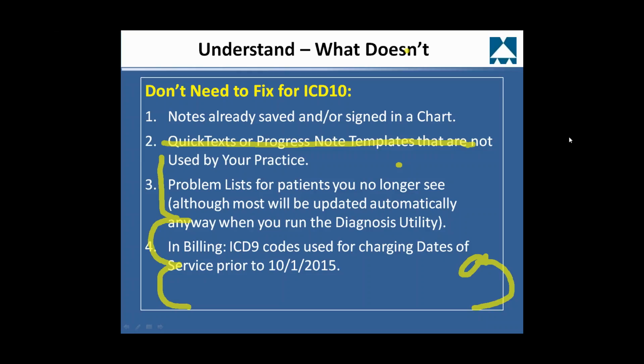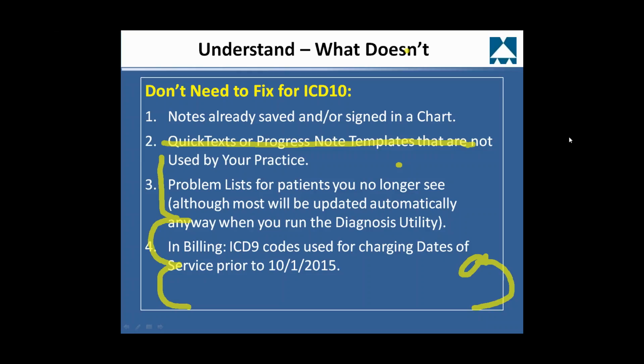Problem list for patients you no longer see. Now, that's kind of a tricky one. Most of the problem lists are going to be updated anyway for patients when you do the diagnosis code mapping. I have one site that's reported to me that they're going to be doing their problem list individually, which I'll get into later. It seems like not a waste of time exactly, but it will ensure that he's only working with patients he's currently seeing, so he's going to be updating his patients patient by patient.